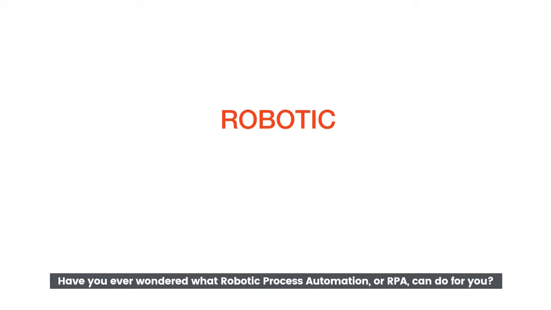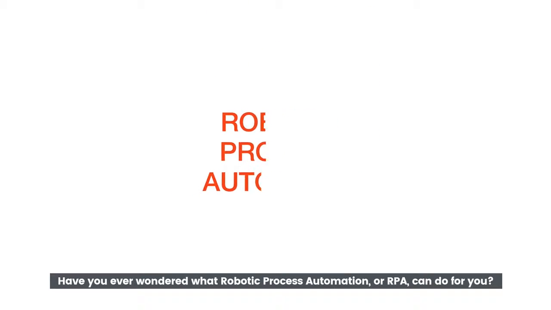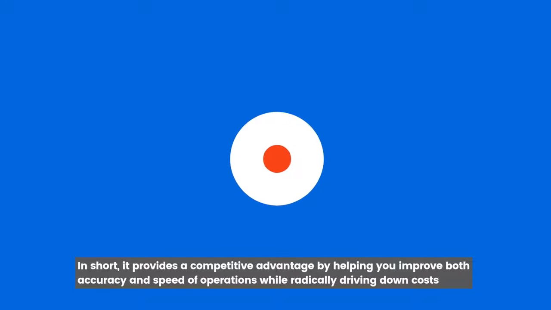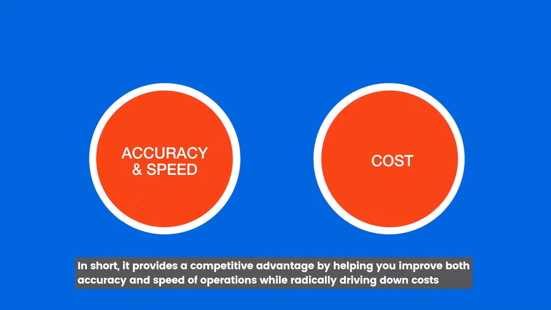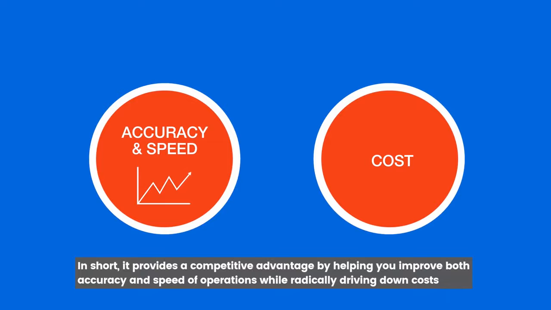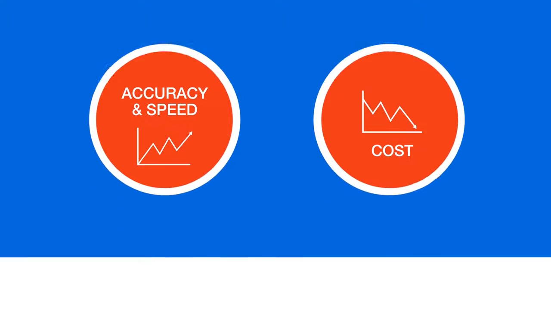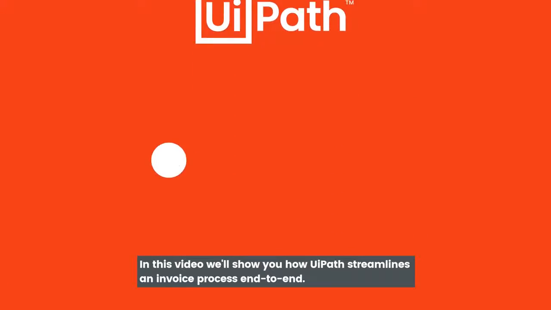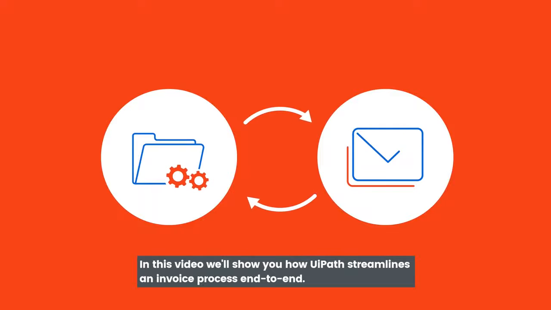Have you ever wondered what robotic process automation, or RPA, can do for you? In short, it provides a competitive advantage by helping you improve both accuracy and speed of operations while radically driving down costs. So how does it work? In this video, we'll show you how UiPath streamlines an invoice process end to end.